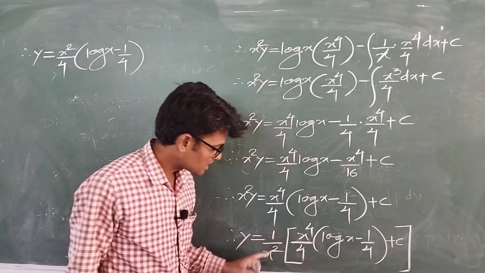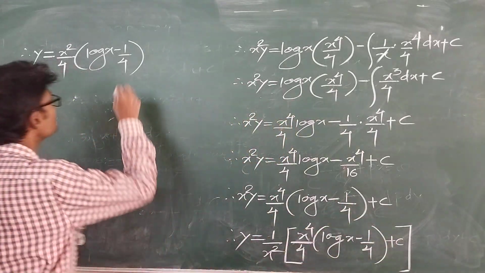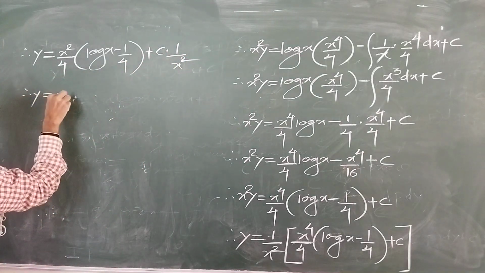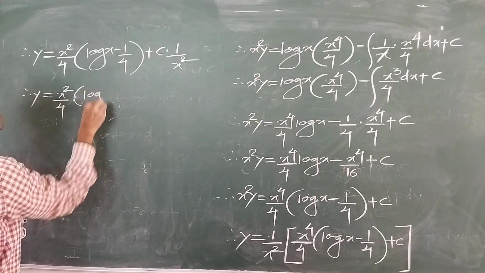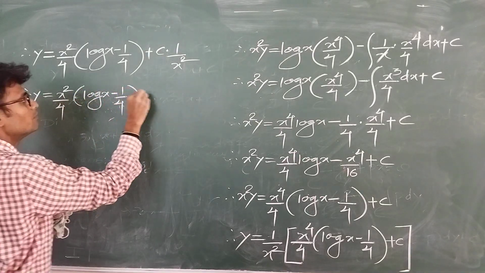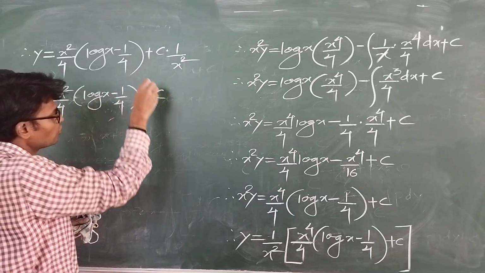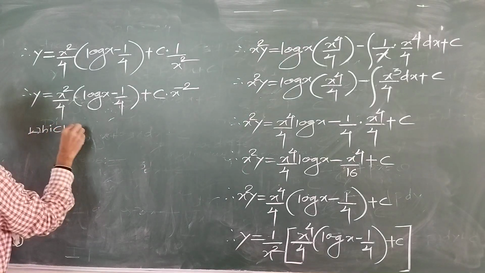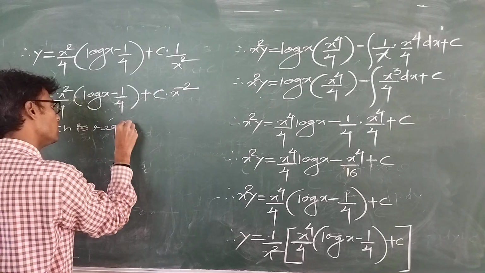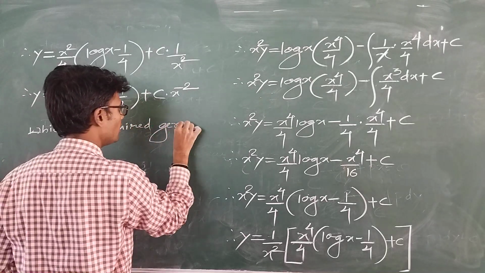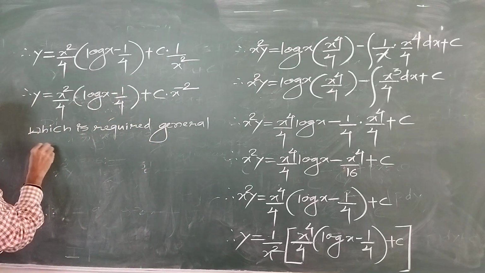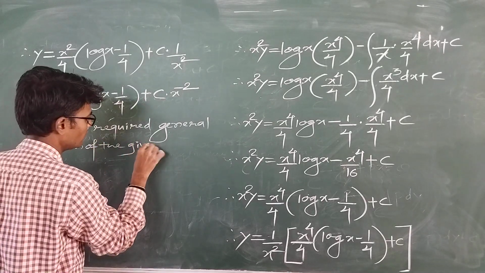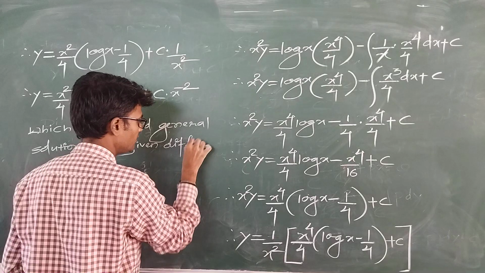And now this 1 by x square is also multiplied with the c. So you will write it is plus c into 1 by x square. So therefore I will write y equal to x square by 4 log x minus 1 by 4 plus c into, you take x square from the denominator to the numerator, it becomes x raised to minus 2, which is the required general solution of the given differential equation.